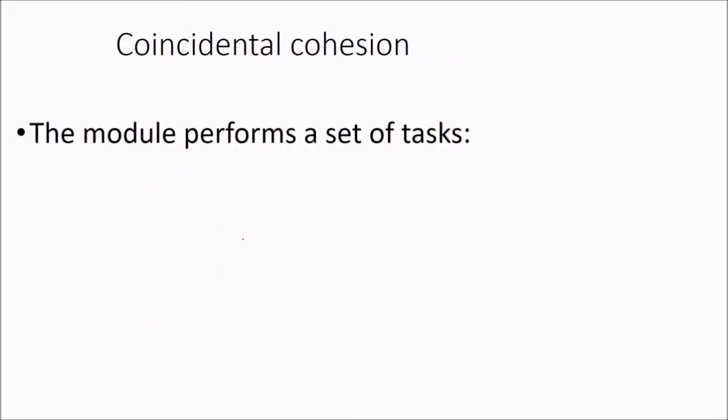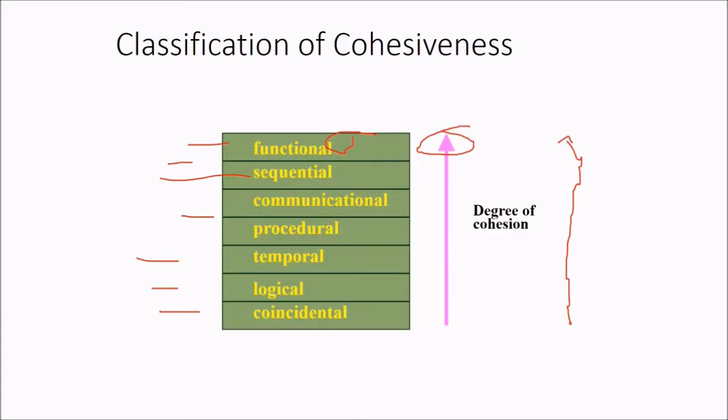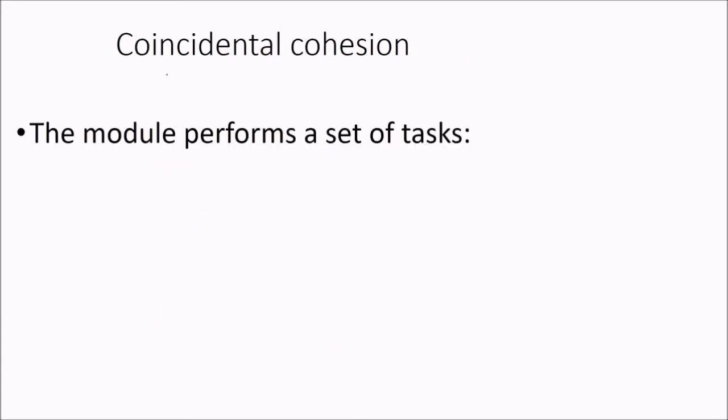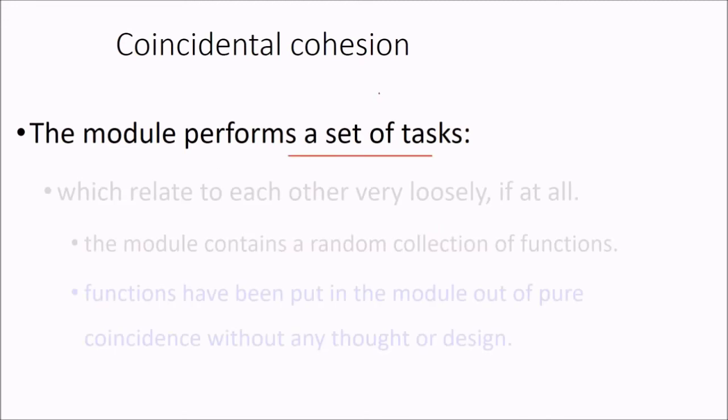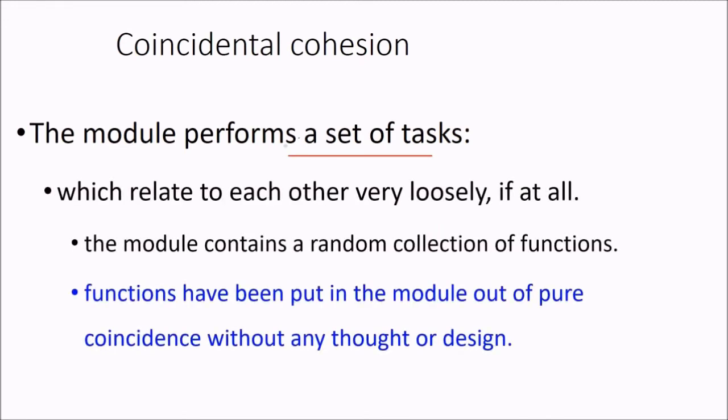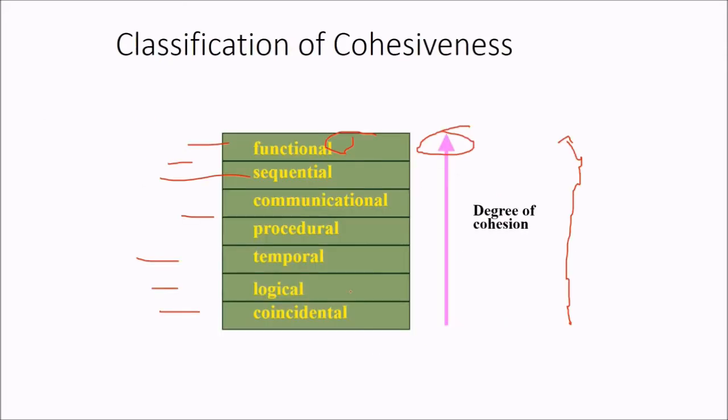There are various classifications. Let us see coincidental cohesion. The module performs a set of tasks which relate to each other very loosely. These are coincidental cohesion, if at all. The module contains a random collection of functions, put in the module out of pure coincidence, without any thought of design. That is why it is at the bottom of the classification.